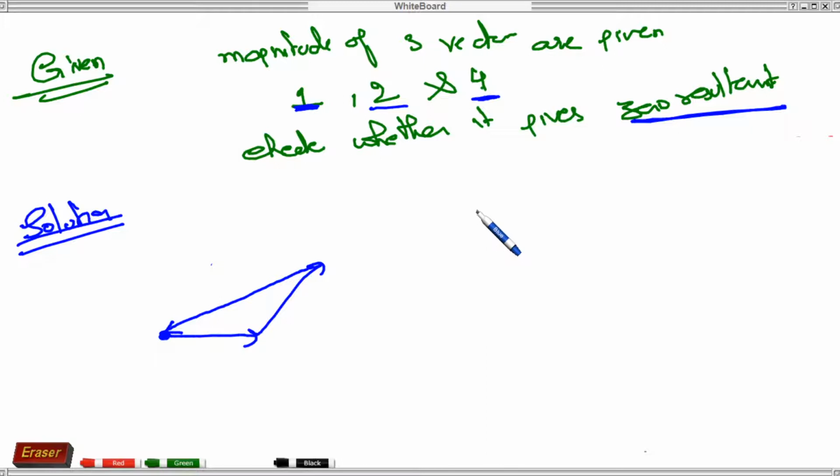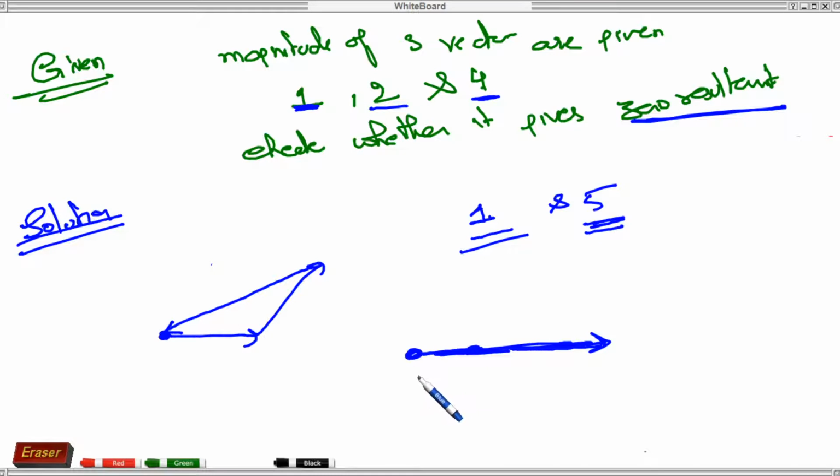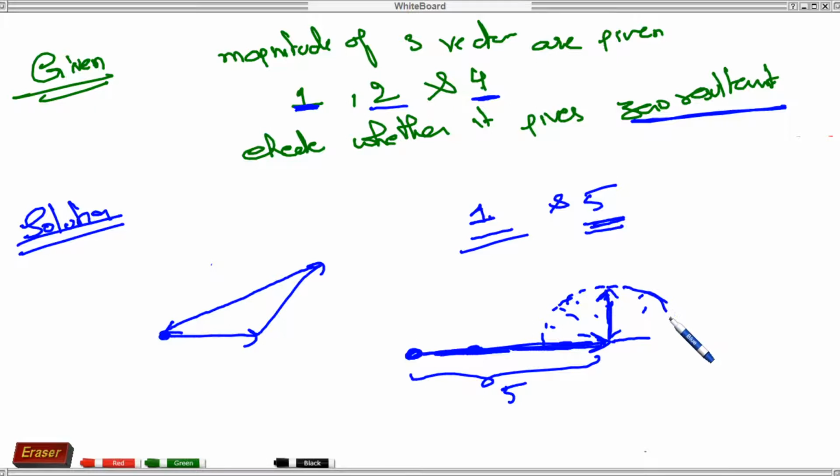Let's consider vector 1 and vector 5. Suppose this is some vector, this is vector 5, meaning the magnitude of this vector is 5, and we are going to add this vector 1 here. This vector's position can be here, here, here, anywhere in this circle.